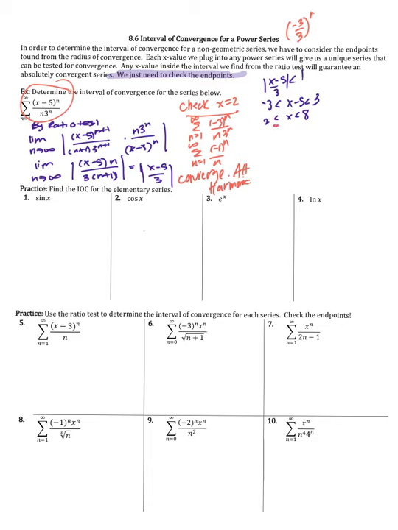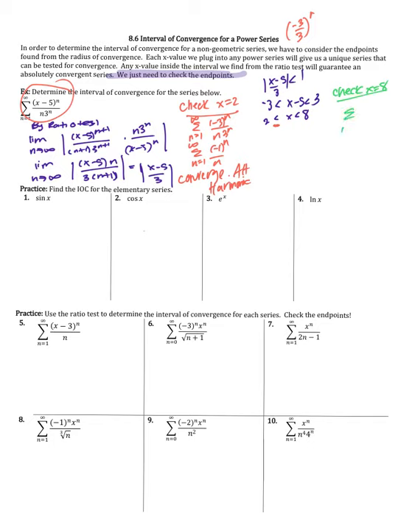So I'm going to add an or equal to the side where there is a 2. It is allowed to be 2. 2 is now within this interval of convergence because if x is equal to 2, we get a series that converges. Now I need to check what happens if x is equal to 8.